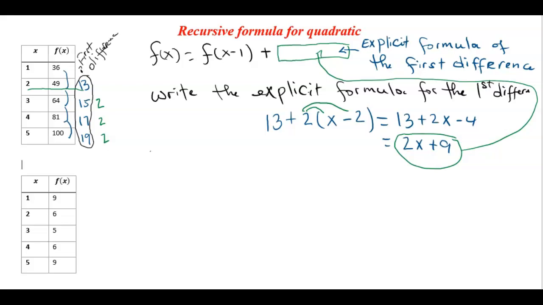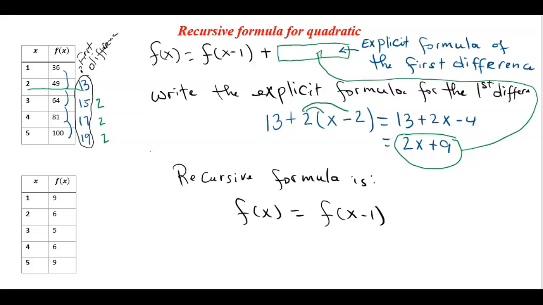So our recursive formula for this quadratic is f of x equals f of x minus 1 plus 2x plus 9.